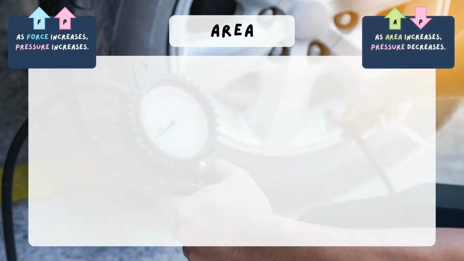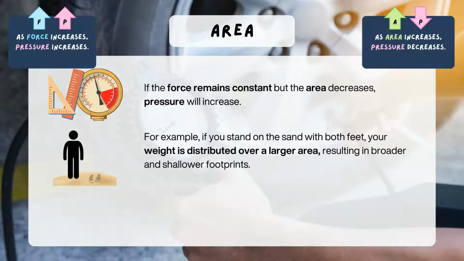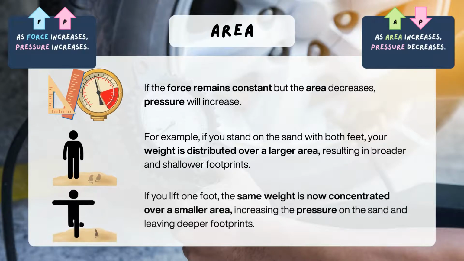Secondly, decreasing area increases pressure. If the force remains constant but the area decreases, pressure will increase. For example, if you stand on the sand with both feet, your weight is distributed over a larger area, resulting in broader and shallower footprints. If you lift one foot, the same weight is now concentrated over a smaller area, increasing the pressure on the sand and leaving deeper footprints.